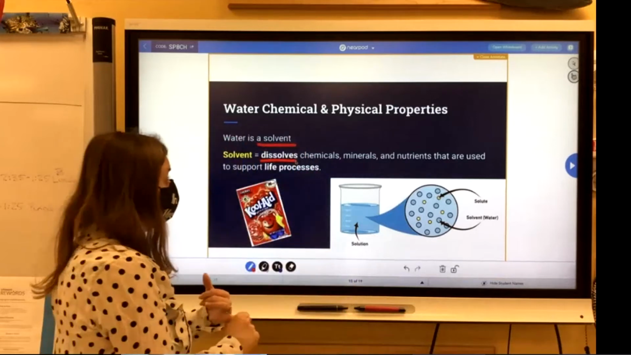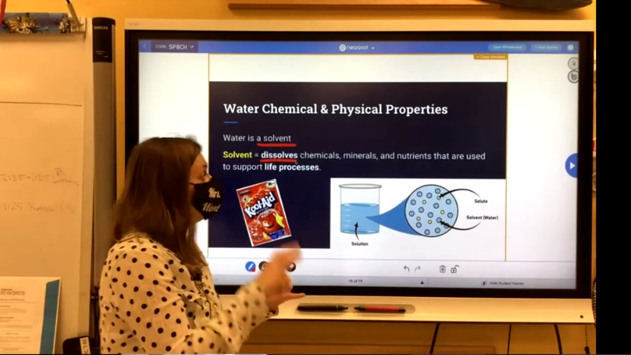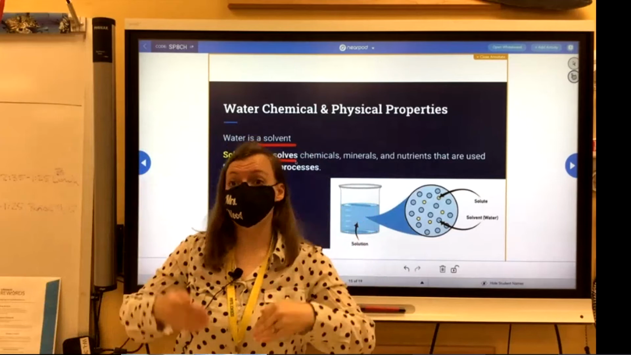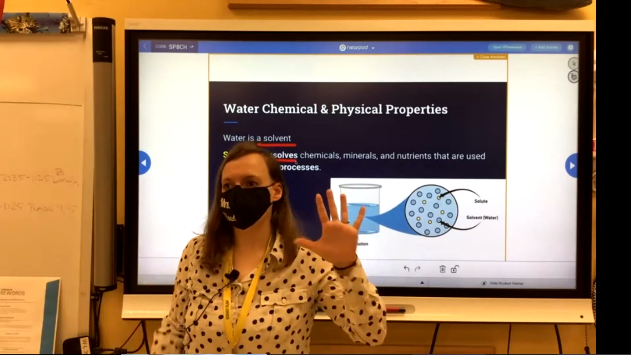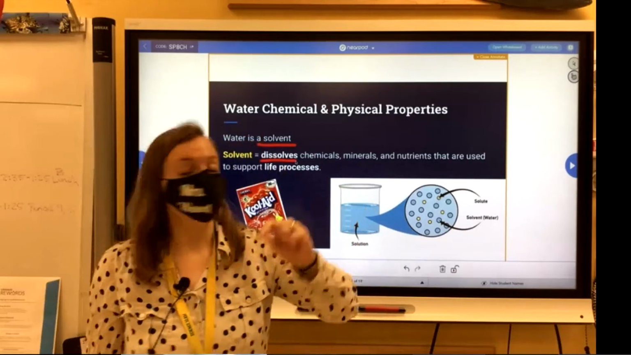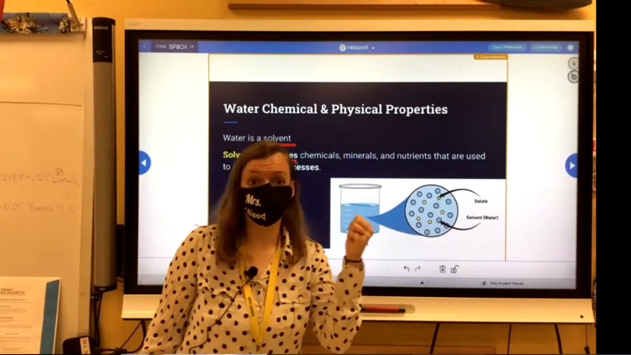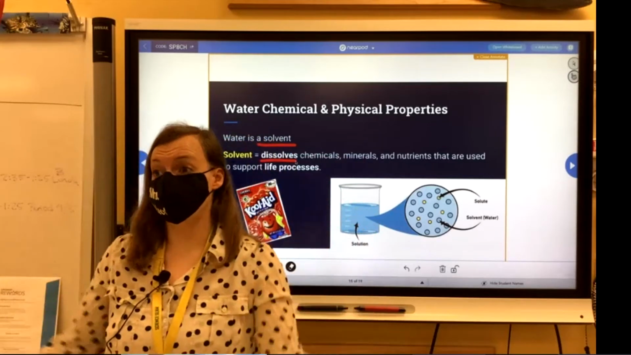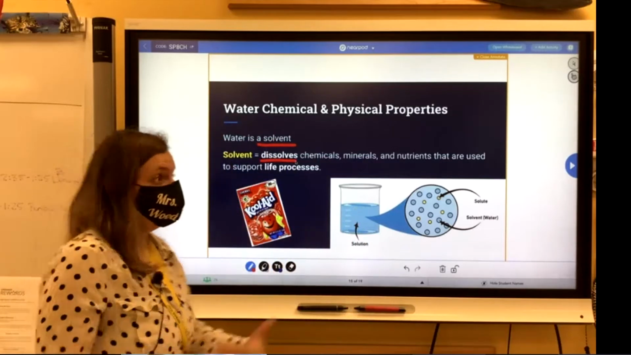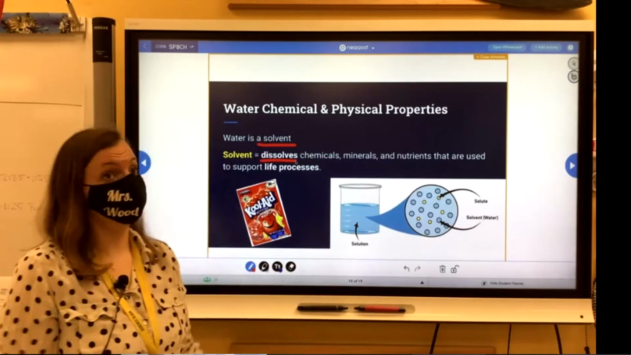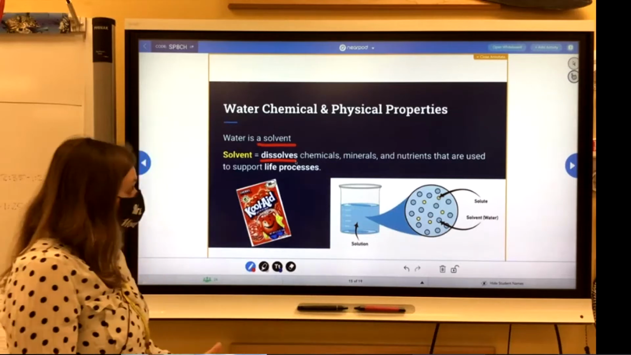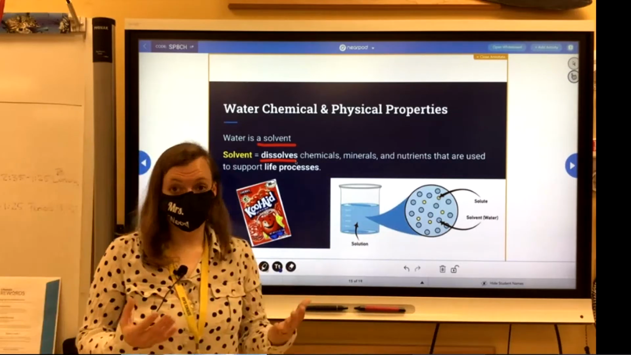Water can dissolve a lot of different chemicals, minerals, and nutrients that we need for those big five life processes. If we didn't have water in our bodies and it wasn't able to dissolve those chemicals, we couldn't do those life processes. And we'd die, or our species would go extinct. So solvent is a really important property, that water is a solvent.